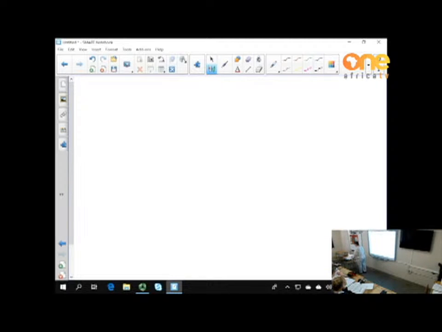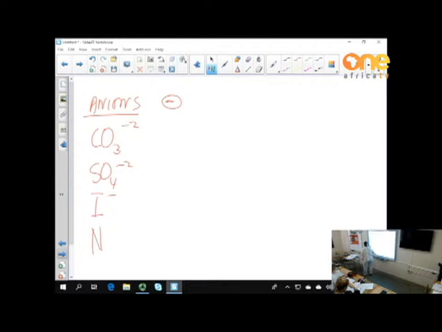Okay. The next thing that we have to have a look at is the anions. Now, the anions are negative ions, and the ones that we must have a look at are carbonate and sulfate and iodide and nitrate. Is there chloride as well? Yes, chloride as well. Let's do it over there.